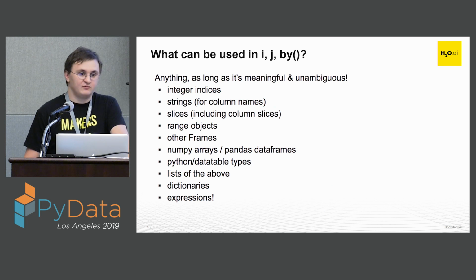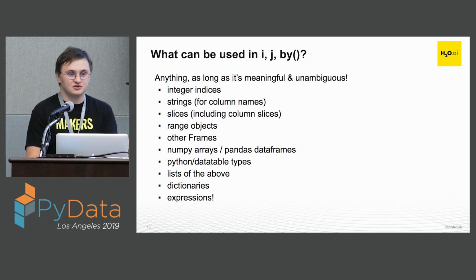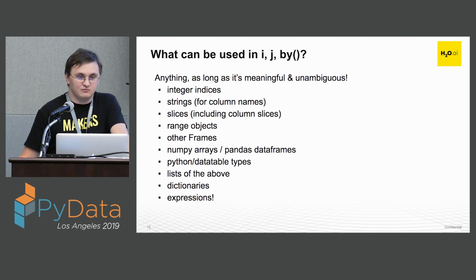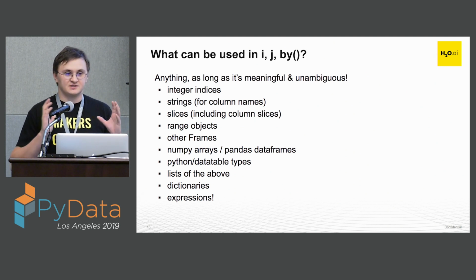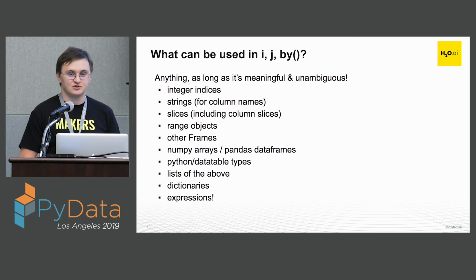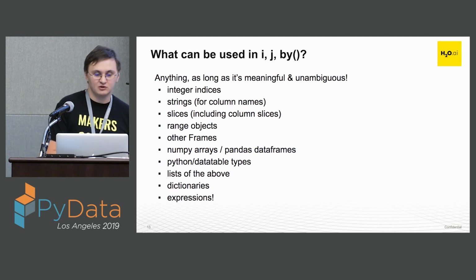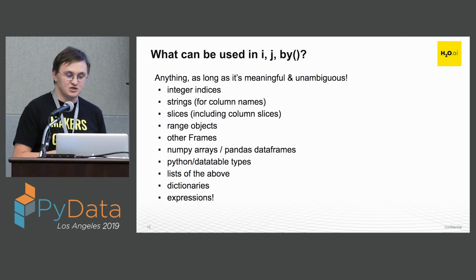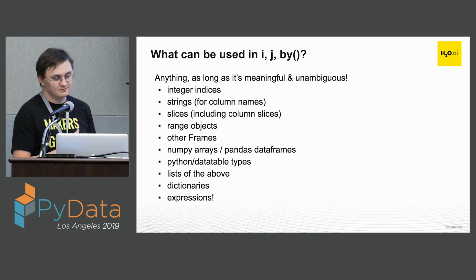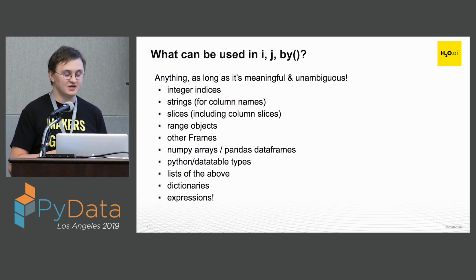So what do we put in this IG bike? Right now it's just this abstract thing, and we want to put there everything that we can think of. Basically, as long as you can assign some meaning to that anything and it's unambiguous, then we want to support it. So things like integer indices, strings, which would mean column names, slices, column slices, string slices, ranges, frames, NumPy arrays, Python types, data table types, lists, dictionaries, everything, and finally the expressions.